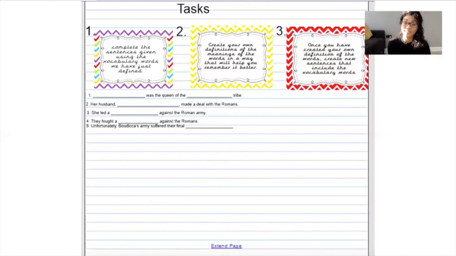Once you have finished task 1, task number 2 is to create your own definitions of the meanings of the words in a way that will help you remember it better. And then task number 3, once you have created your own definition of the words, create new sentences that include the vocabulary words. So once you've defined them in a way that you're going to remember them a lot better, you're going to put those words into sentences. So Boudica is a key word. You could put Boudica into a sentence by writing, Boudica was the queen of the Iceni tribe. Try and come up with something that has not been mentioned yet in our lesson today, if you can.